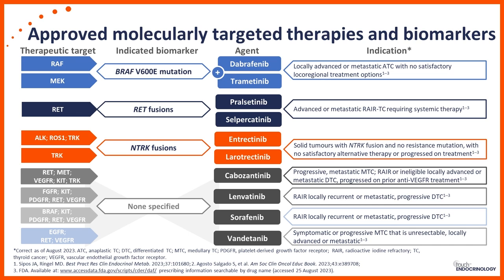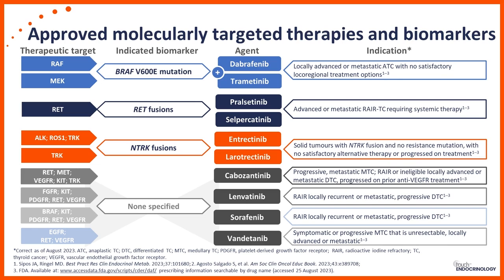It's been approved in all tumors that have BRAF mutations, but there is data, more limited data, but data nonetheless, specifically in anaplastic cohorts and also in differentiated thyroid cancer cohorts. So dabrafenib and trametinib is something that we can use. Pralsetinib and selpercatinib have been studied in both papillary thyroid cancer and in medullary thyroid cancer.